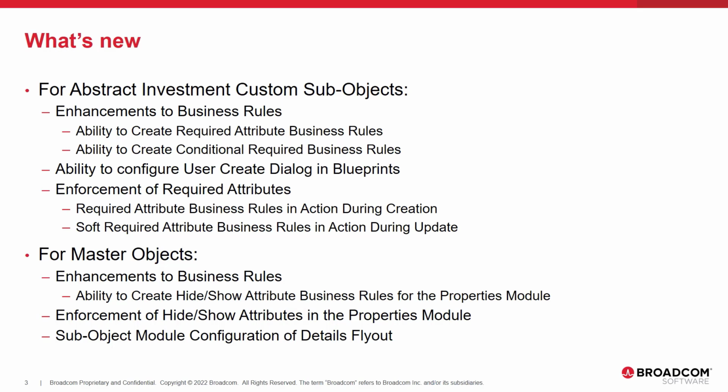The second group of features are all new this release. The first one is the ability to hide and show attributes for the Properties module in business roles for master objects. And the last thing that we will cover is the capability to configure the details flyout for subobjects.